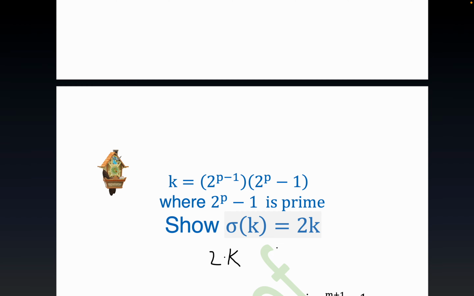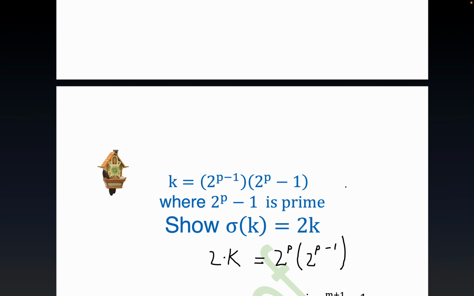But in this particular case, 2 times k, if you look at this definition of k, by laws of exponents, is just going to equal 2 raised to the p, where p is prime, times 2 to the p minus 1. Now, all I'm telling you is that's what 2k is equal to. We have yet to show you that sigma of any perfect number will meet this condition.